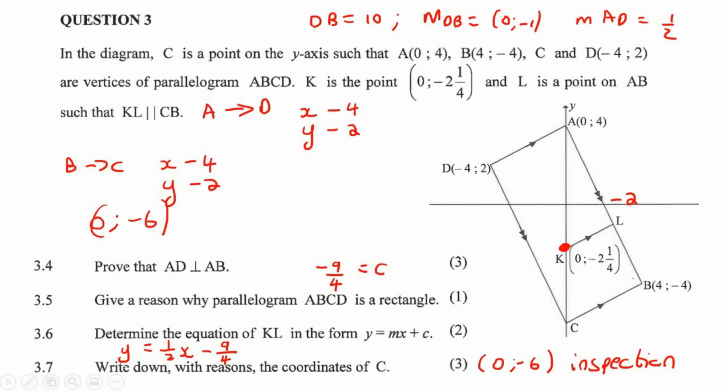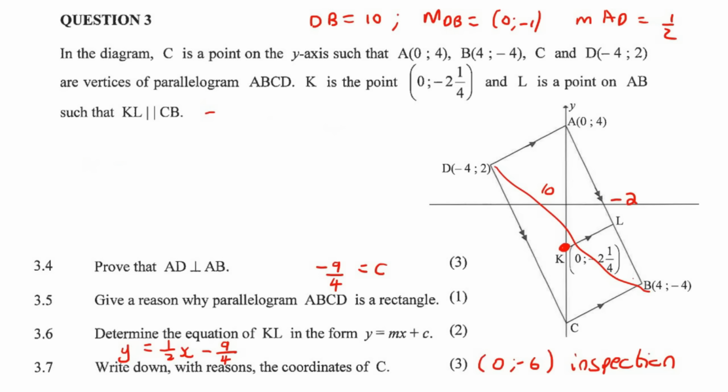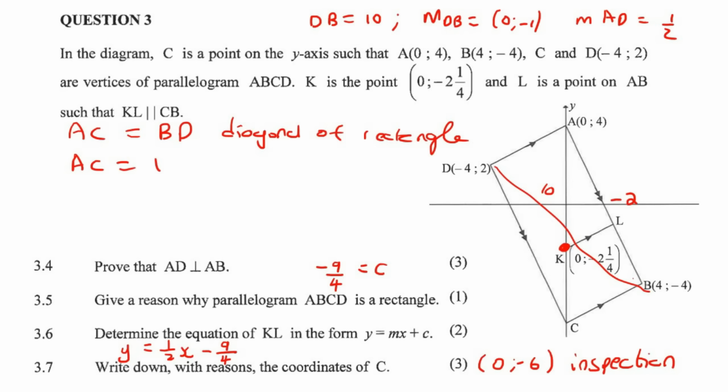The other way that you could have done that is you could have realized that this is the diagonal. Earlier on we worked out the length of diagonal BD. Can you remember? It was one of the first questions we did in this question, and we got an answer of 10. Now what we should know is that the diagonals of a rectangle are equal in length. So we can say that the length of AC is equal to the length of BD, because of the diagonal of a rectangle. That means that the length of AC is 10.